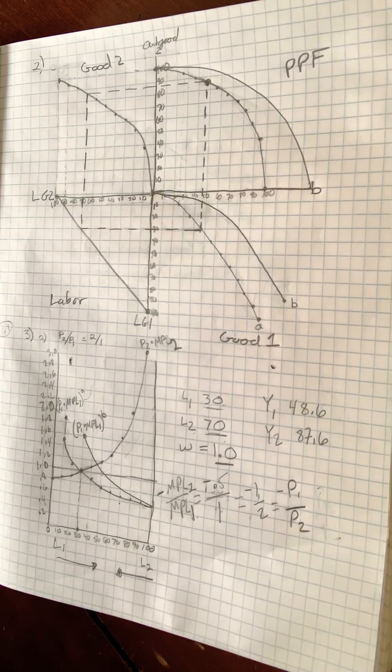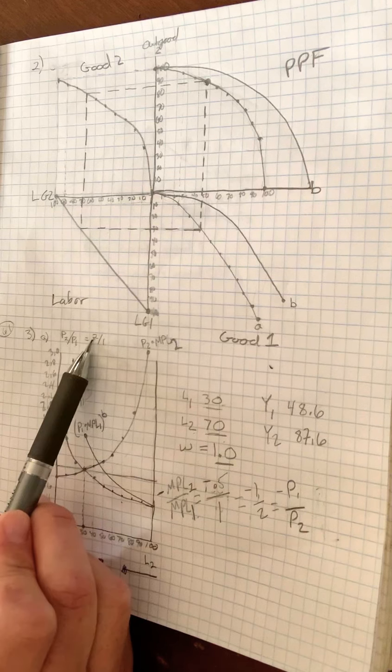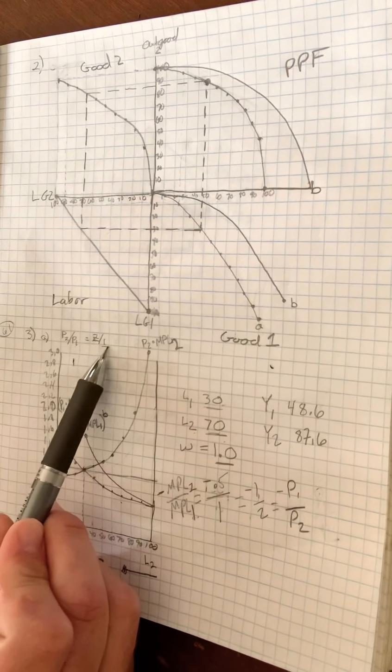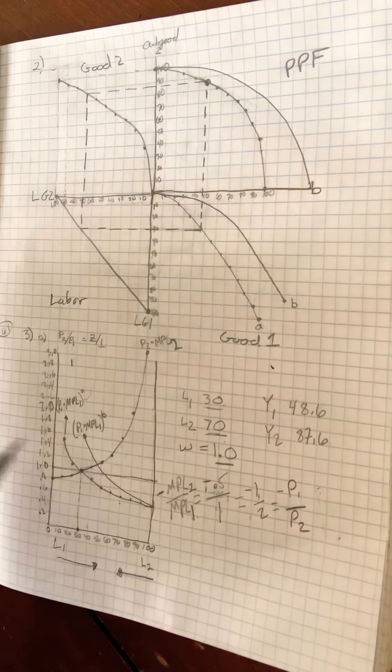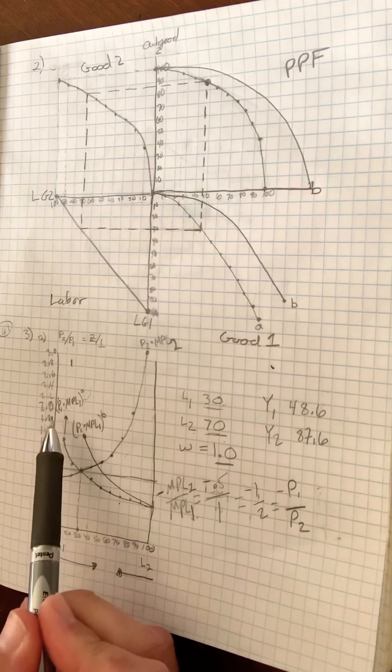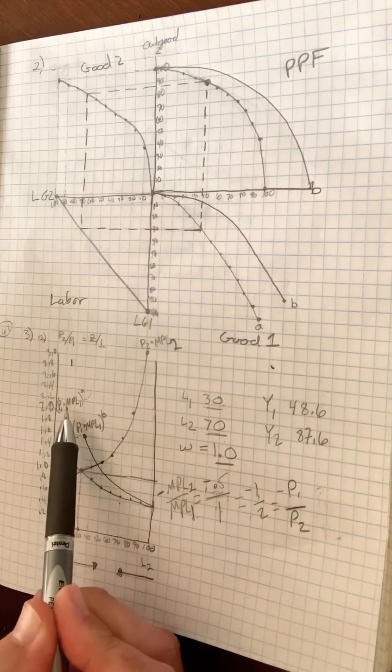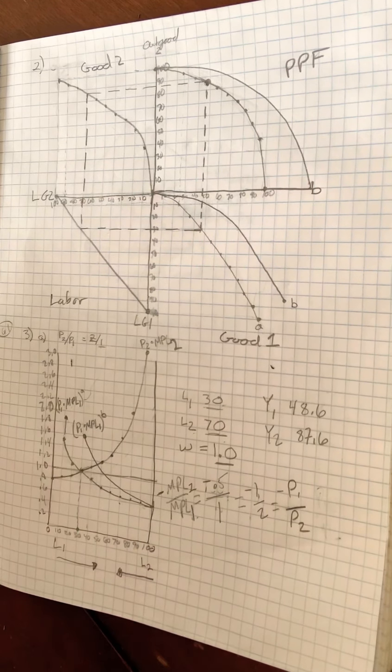Okay, so next is problem 3. Problem 3 asks about the marginal product of labor, and it starts by letting us know that the price of good 2 relative to that of good 1 is 2. The relative price of good 2 is P2 over P1, so we can say the price of good 2 is 2 and the price of good 1 is 1. That will help us draw this, because to figure out the wage, we have to multiply the price of the good times the marginal product of labor for the good.